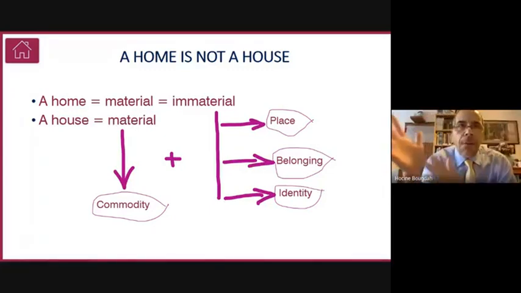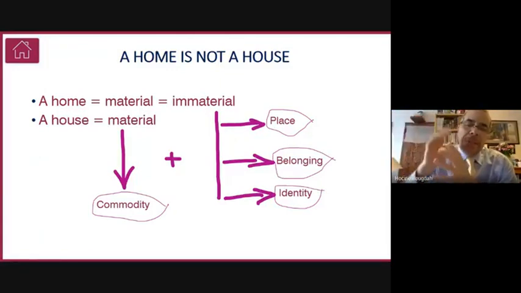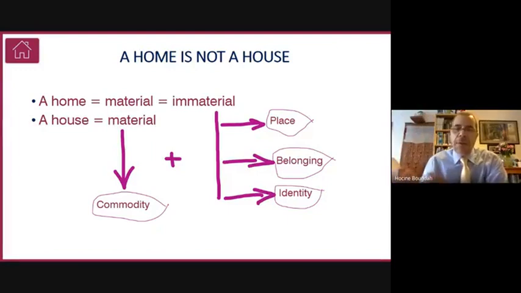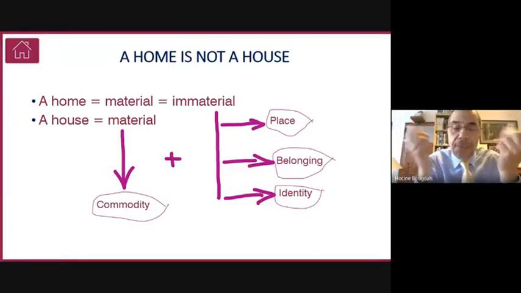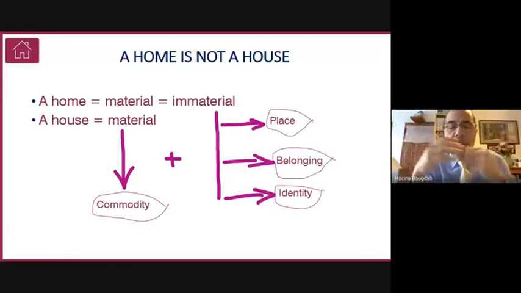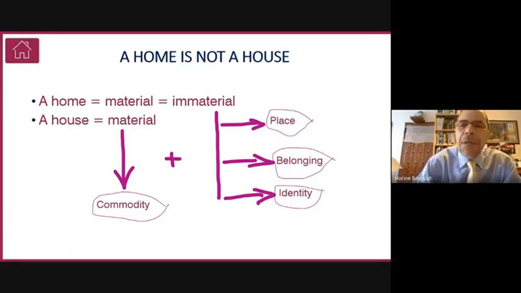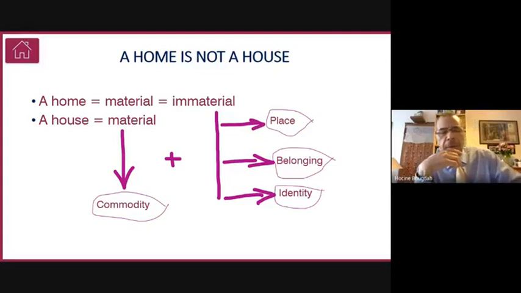Then a home is something different. It needs something else from the user for it to become a home. So at least what we call the immaterial aspect of the home, which is a place, a sense of belonging, a sense of identity. There are other things, but given that we're limited in time, we'll simply talk about these very important elements. Next slide, please.